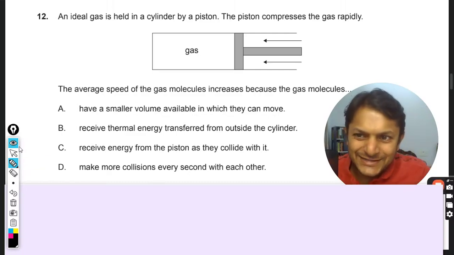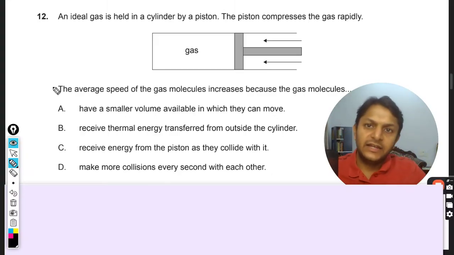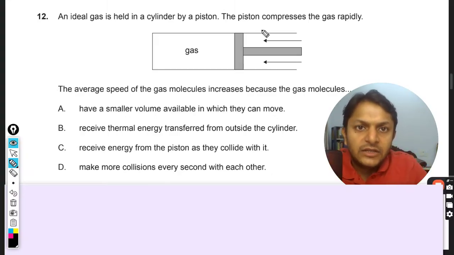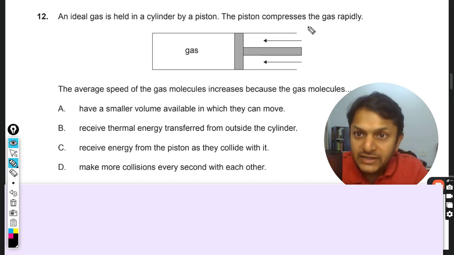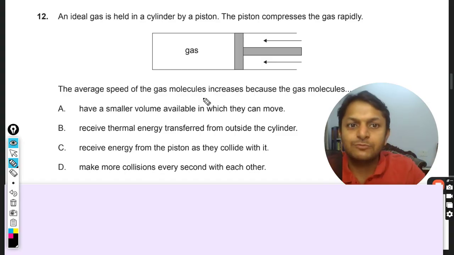Okay, dear students, so let's see what is there in this question. An ideal gas is held in a cylinder by a piston. The piston compresses the gas rapidly. The average speed of the gas molecules increases because the gas molecules.